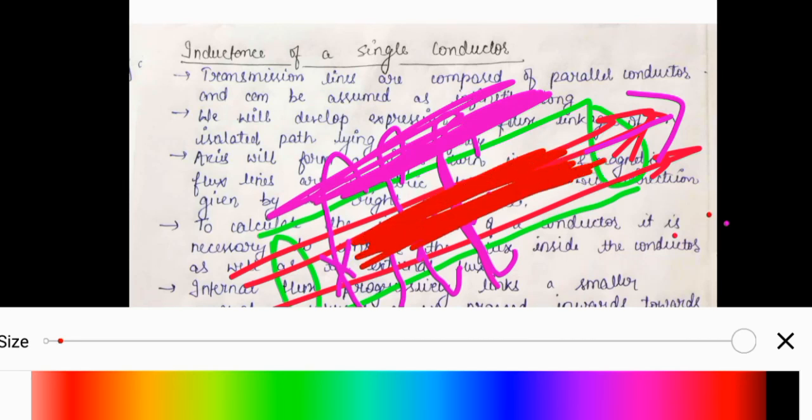So we have to find the inductance due to the flux inside the conductor, and we also have to find the inductance due to the flux outside the conductor. Today we only calculate the inductance due to the internal flux.